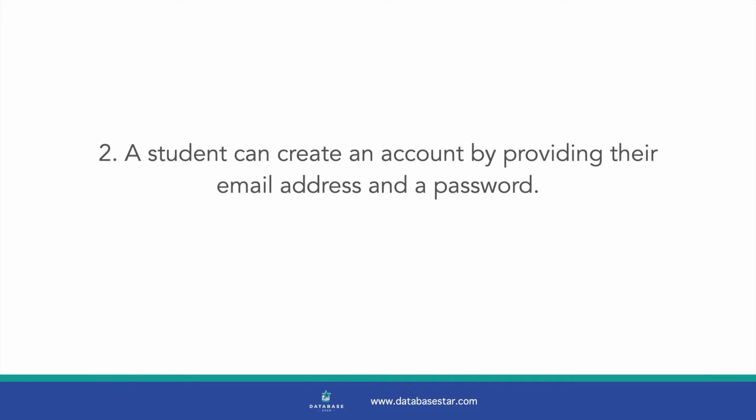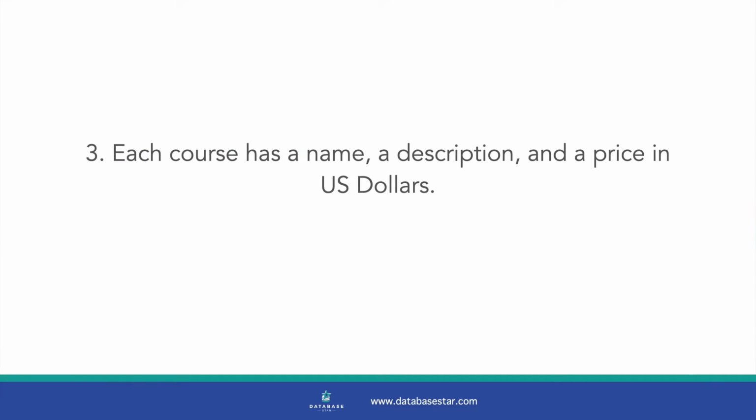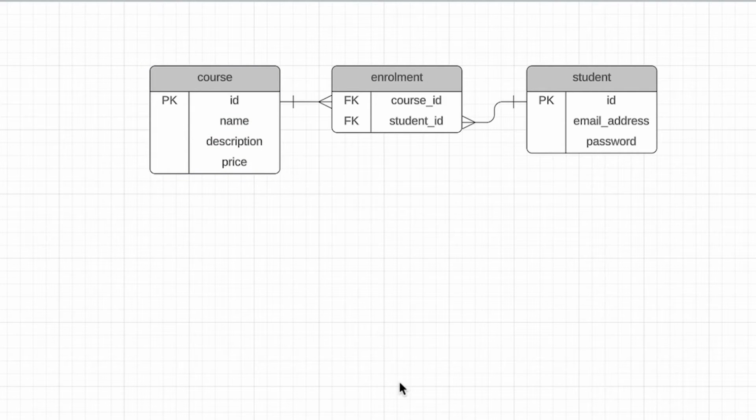Requirement 2 is about the details a student needs to provide, which are an email address and a password. We can achieve this requirement by adding an email address and a password field to the student table. That's a simple change to meet requirement 2. Requirement 3 is about capturing some more information about courses. A name, description, and a price. We can add all three of these as attributes to our course table.